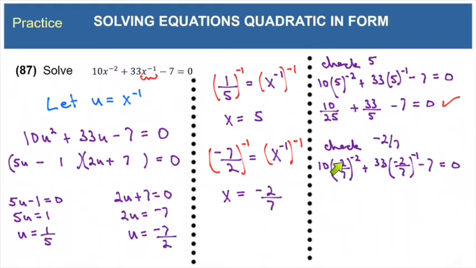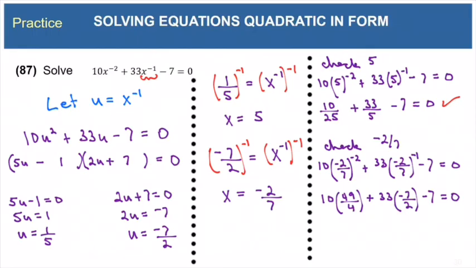So let's see. If we square negative 2, we get positive 4. If we square 7, we get 49. So if we take 4 over 49 and then flip it, it's going to be 49 over 4. And then we'll do pretty much the same thing here, except we don't square because it's a negative 1 power. So just flip this and we'll have plus 33 times negative 7 over 2 minus 7 equals 0.